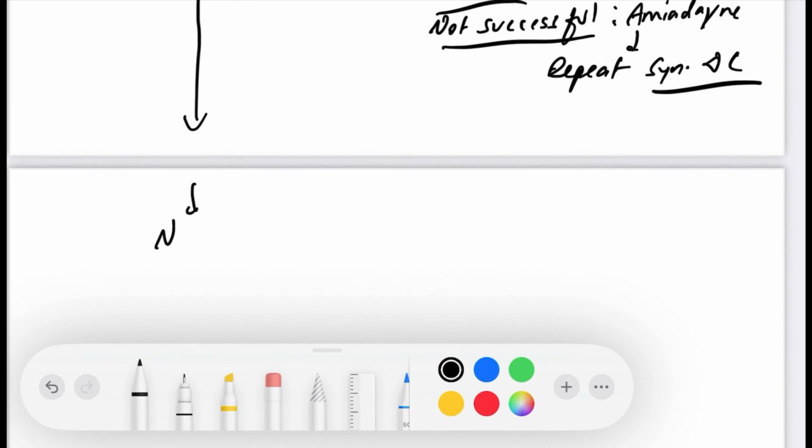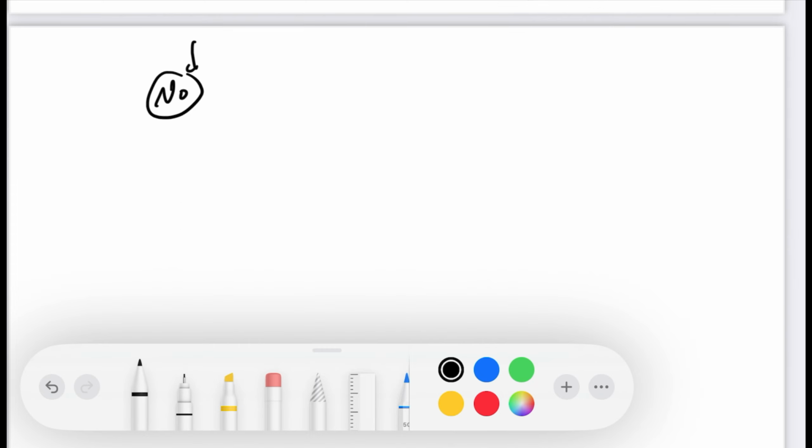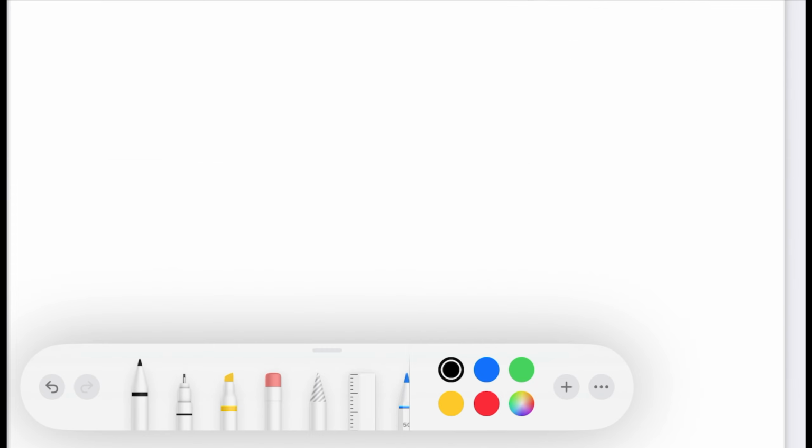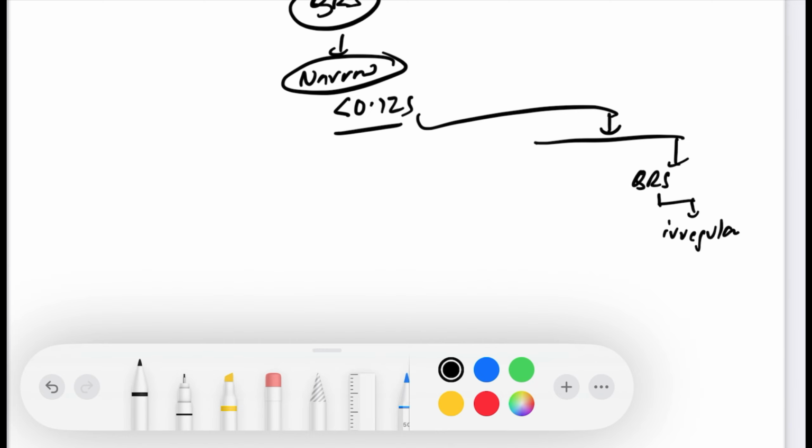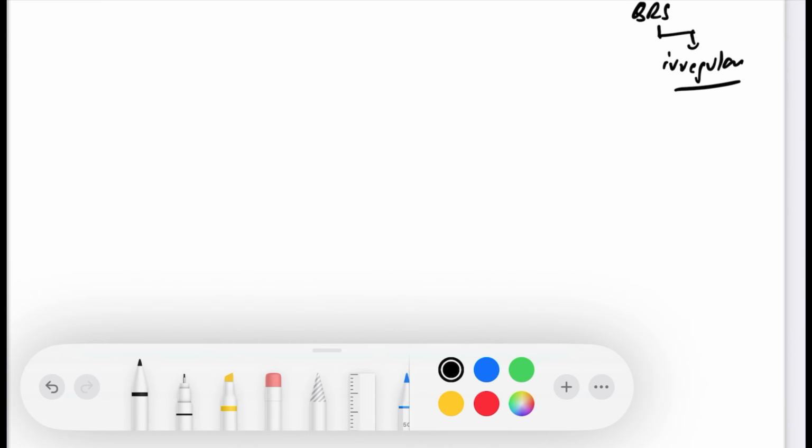if these things are not present, then you have to know the QRS complex of that patient. If the QRS is narrow, narrow meaning less than 0.12 second, then we have to know whether this patient has a regular rhythm or irregular rhythm. If the rhythm is irregular and narrow, that means the patient is in atrial fibrillation.